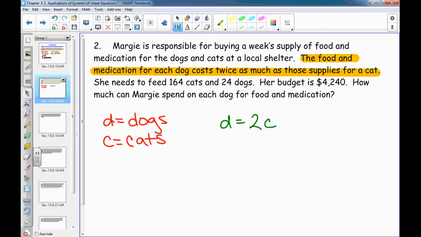So for the medication and food for a cat, it's going to cost me twice as much to feed one dog. So is it cheaper to feed a dog or a cat? It's much cheaper to keep cats than it is to keep the dog. Does that make sense? Okay?